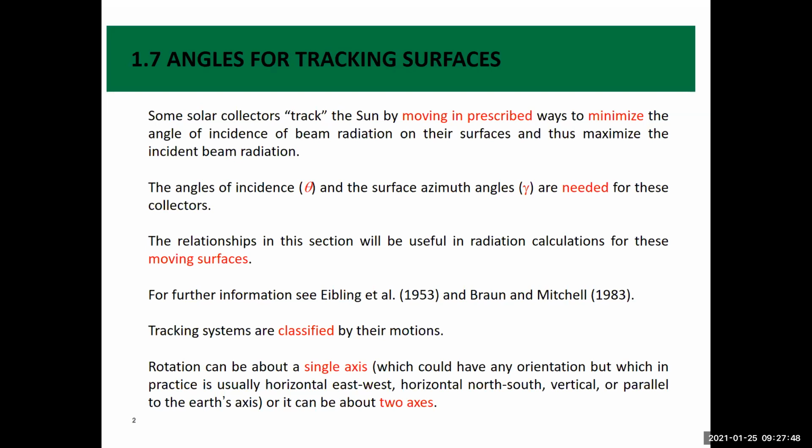And the motion here can be done simply using one axis. So it can move over an axis extending in the east-west direction, or an axis in the north-south direction, and so on, or parallel to the Earth's axis. So it can be an axis which changes direction or changes in one direction. Or you can do it for a double axis, which means that it's not only going in one dimension, but moving in two dimensions so that it can more accurately follow the sun.